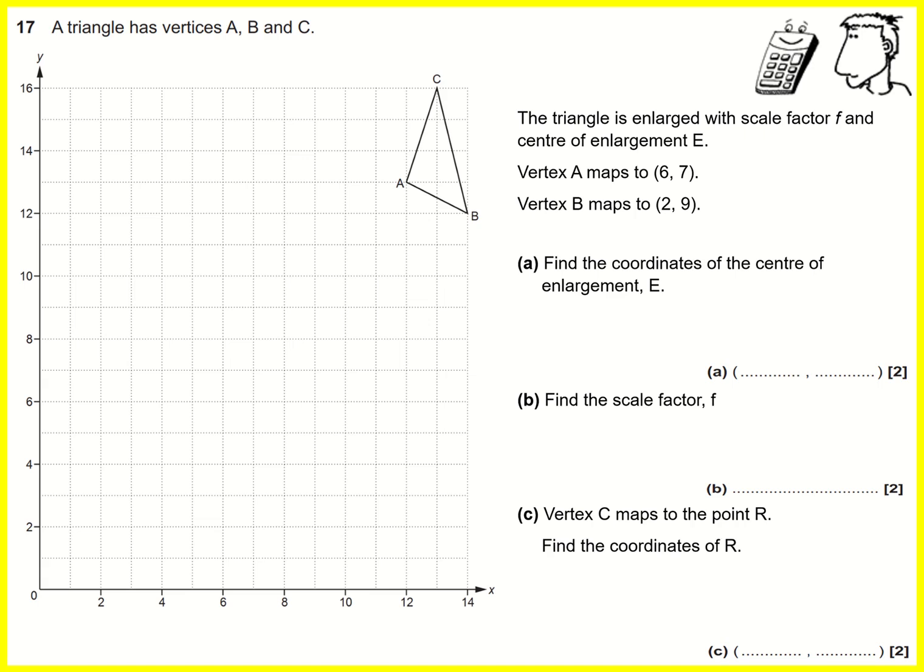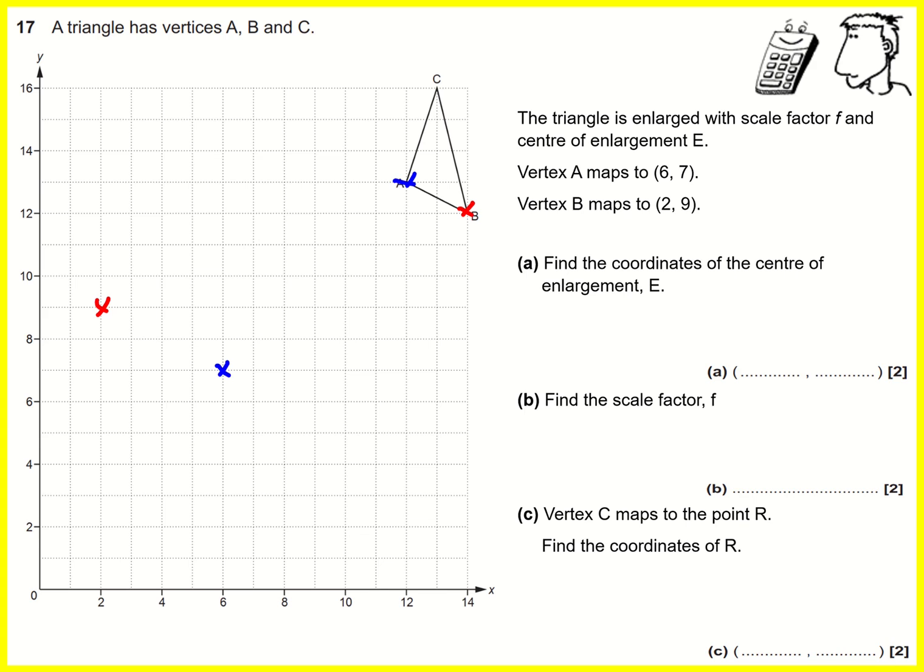Got an enlargements question with a twist here, because I've got the original shape and I've got partial information on where the enlarged shape is. We're told that vertex A maps to (6, 7), and that vertex B maps to (2, 9). Now we're asked to find the coordinates of the center of enlargement.